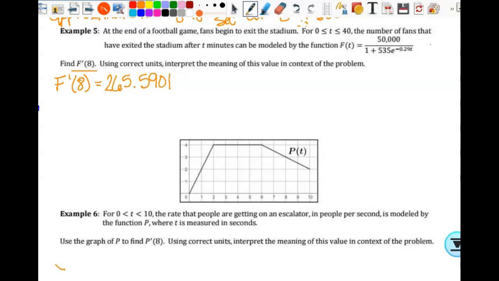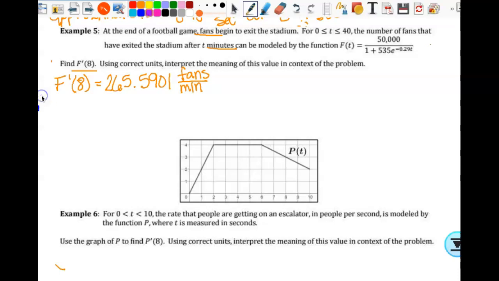Okay. So now we have to explain our answer. So we found it, then we have to use correct units and interpret the meaning of this value in context with the problem. Actually, what are the units on F prime of 8? It's fans per minute, right? We can do fans per minute, or people per minute. That's what can go on there, right? That's our units.